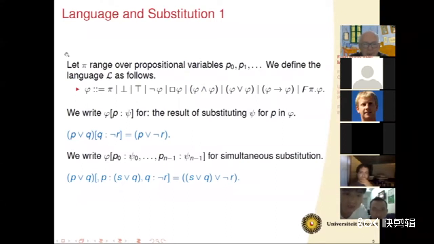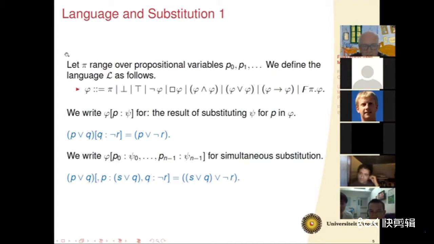So we write phi, and then p becomes psi, for the result of substituting psi for p in phi, right? So that's the substitution, and you see an example there. If we substitute not r for q in p or q, we get p or not r.